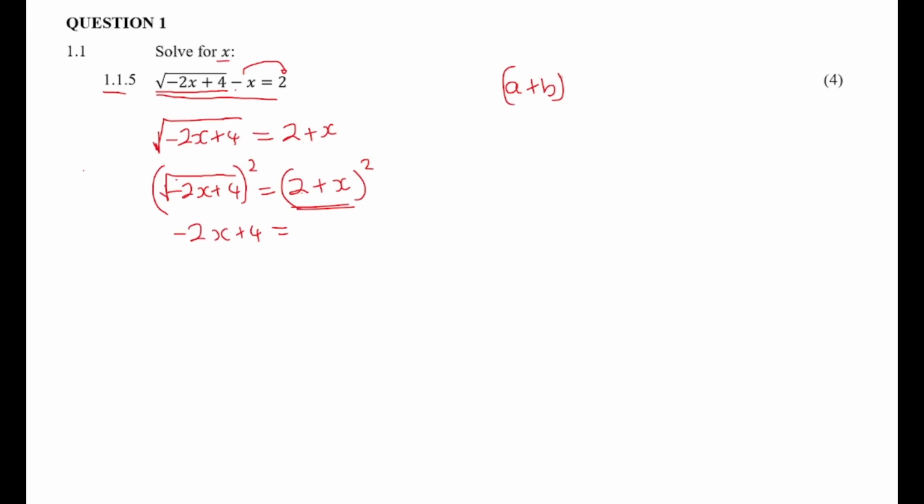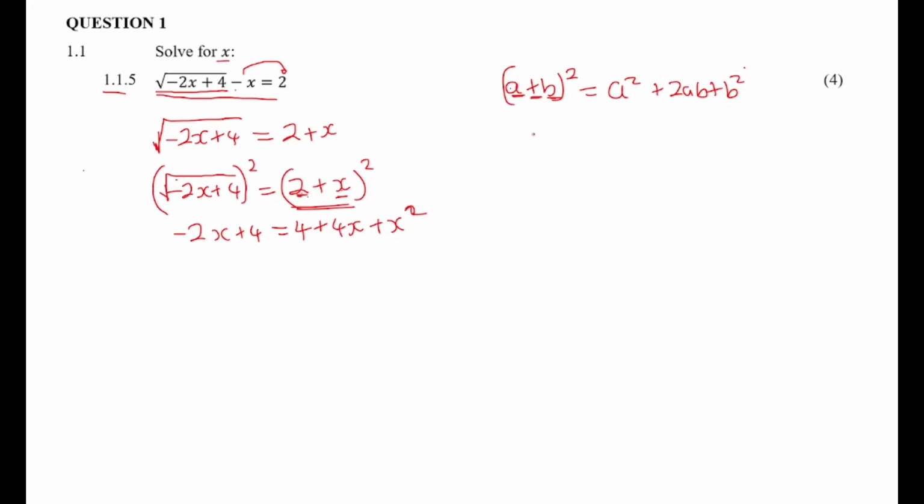Remember this. If you have a plus b squared like this, you square this term, becomes a squared, then plus, because of this plus here, 2 times a times b, so 2ab, and then you square the last term there. That's how you expand this. Okay, so here we're going to square the 2, becomes 4, and then 2 times 2 times x becomes plus 4x, and then we square the x, becomes plus x squared.